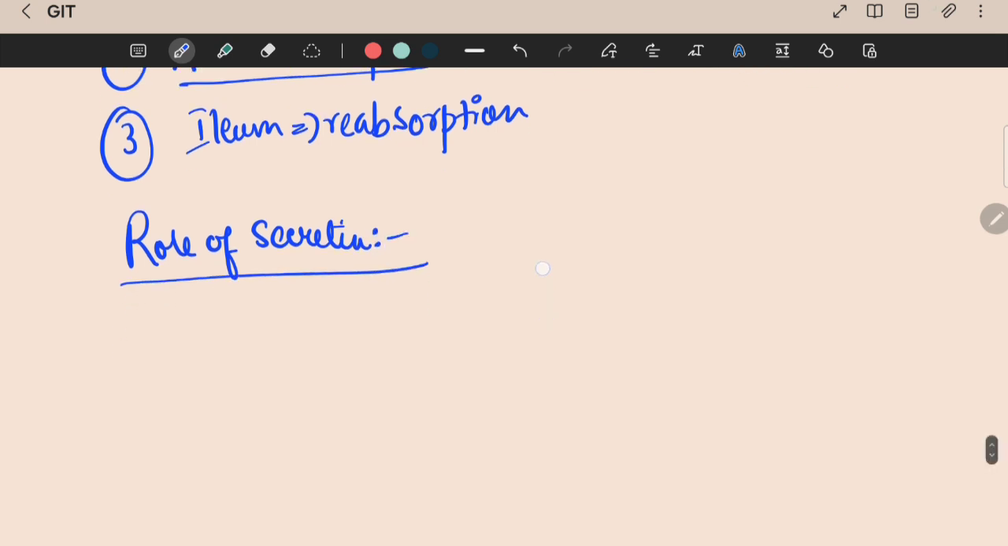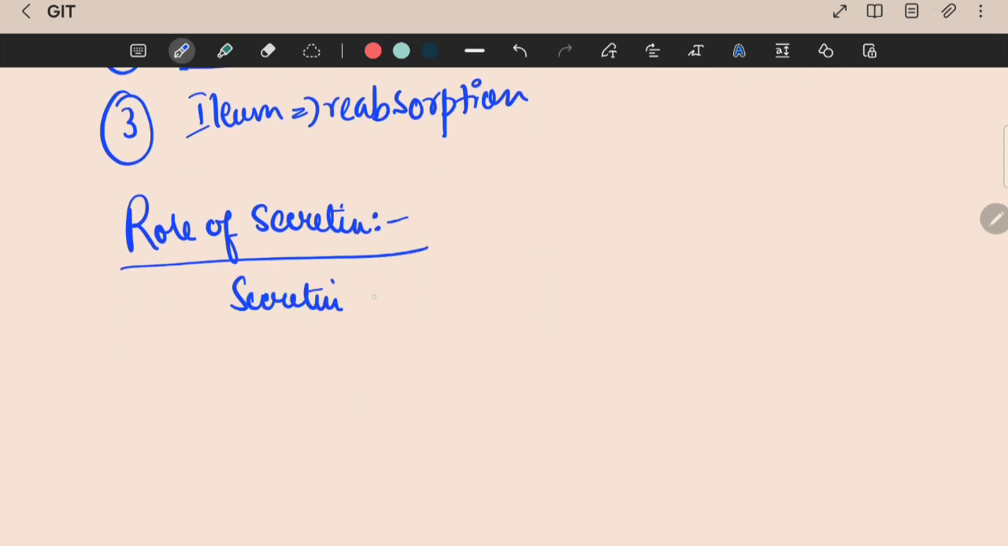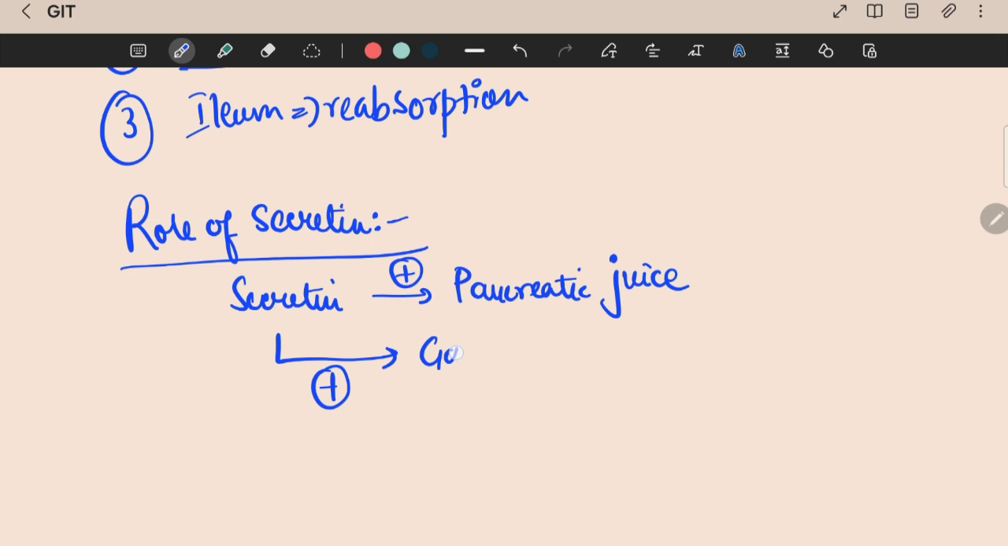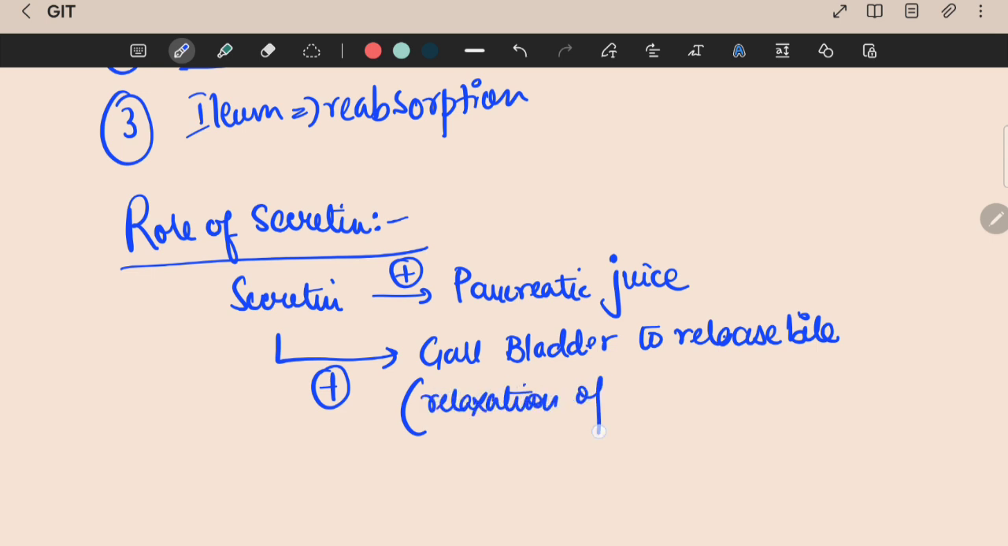So secretin, what is the role of secretin? Secretin stimulates the release of pancreatic juice from the pancreatic acinar cells. Similarly, it will also stimulate the gallbladder to release bile, and there will be relaxation of sphincters to allow bile flow.